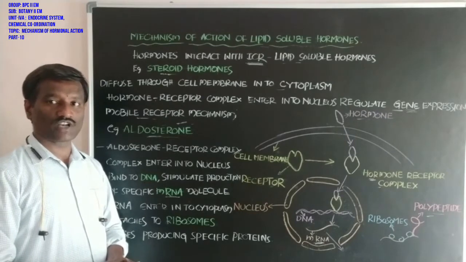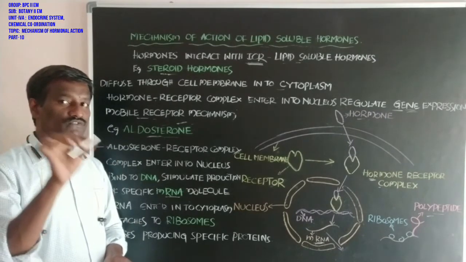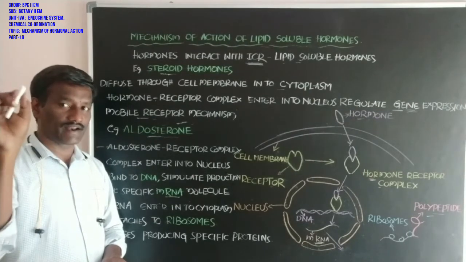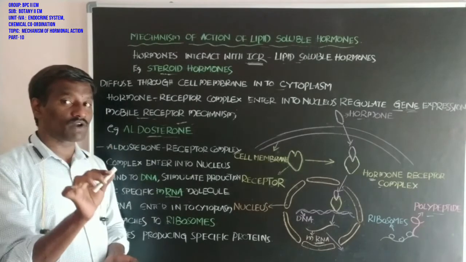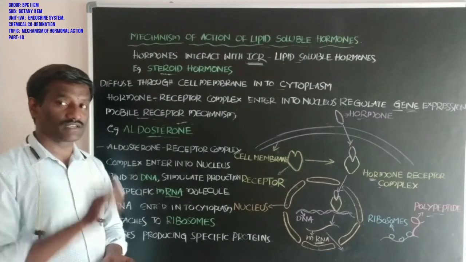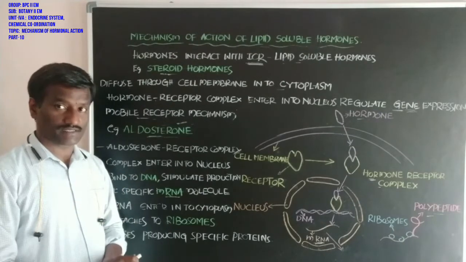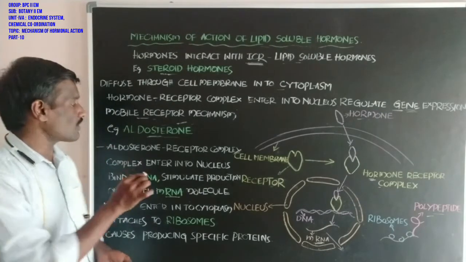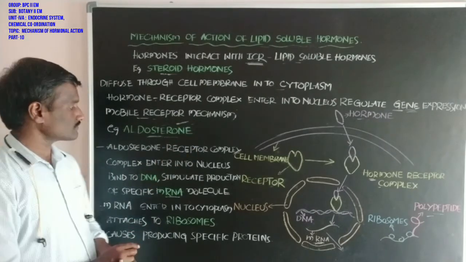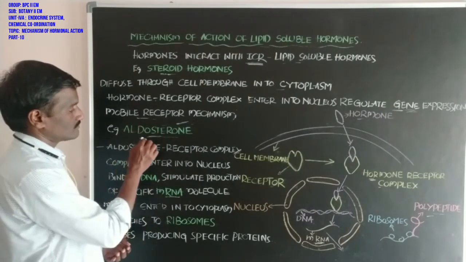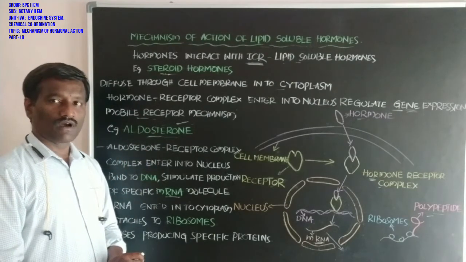Aldosterone is secreted from the zona glomerulosa of the adrenal cortex of the adrenal gland. The zona glomerulosa of the adrenal cortex secretes mineralocorticoids. The chief mineralocorticoid is aldosterone. Students, what is the function of aldosterone?